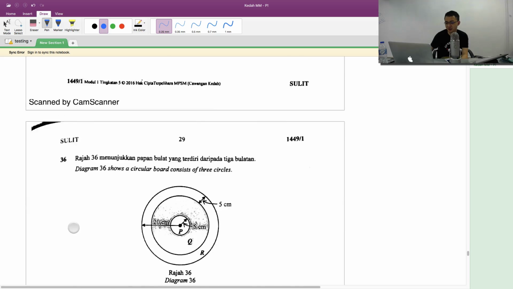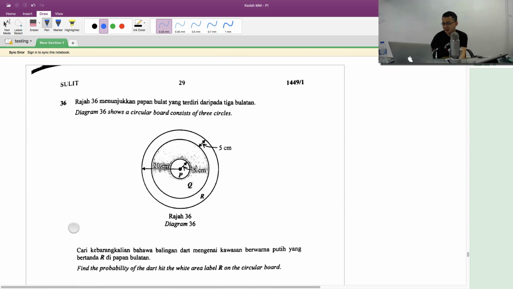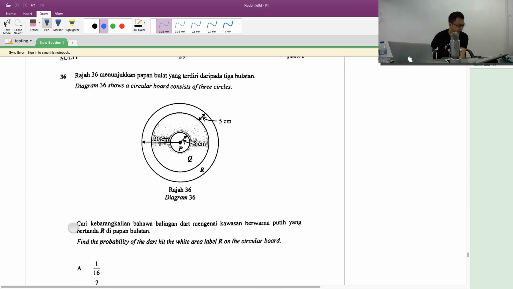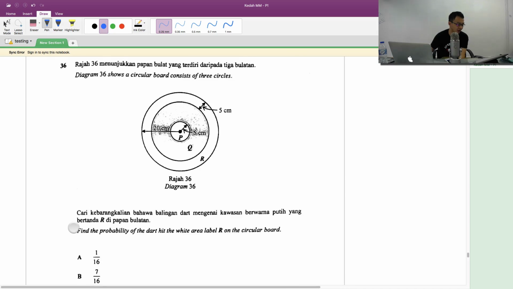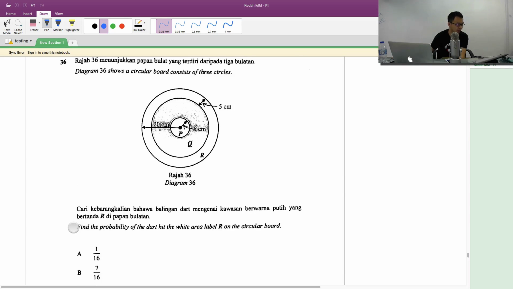So let's move on to the last 4 questions. Okay, diagram 36 shows a circular board consisting of 3 circles. We see the 3 circles there. Find the probability of the dart hitting the white area labelled R on the circular board.